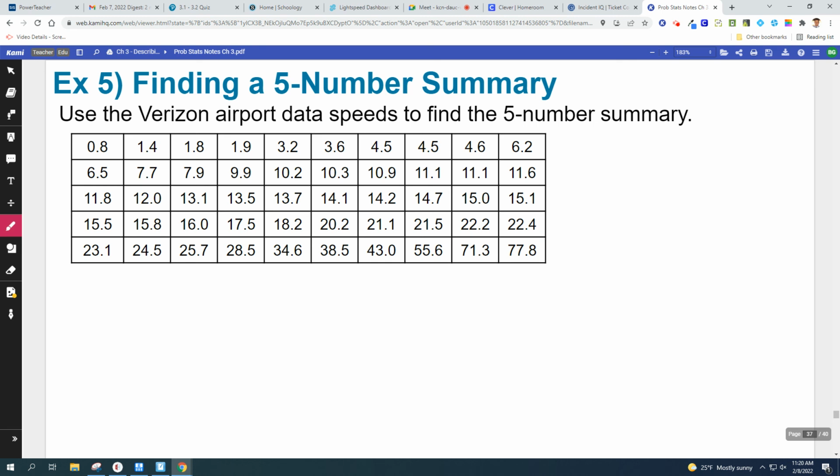When we find a 5-number summary, the minimum is pretty easy to do. That's 0.8. We want Q1, let's skip that. Q2, let's skip that. Q3, and the maximum is also pretty easy because that's just 77.8. So your minimum and your maximum are usually going to be easy to find, assuming that the numbers are sorted and put in order. If they're not in order, it'll be a little bit harder, but that's why we want to sort them first.